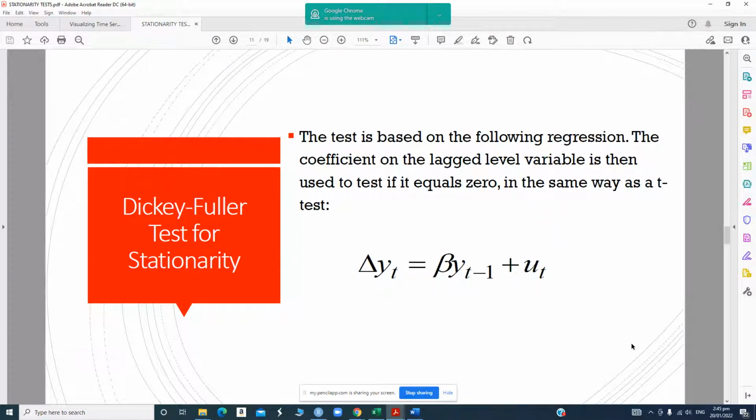So this is a typical case of the Dickey-Fuller test. The test is based on this regression. Our interest is in this coefficient, the value of this coefficient. We test whether it is equal to 0 or not. That is the essence.